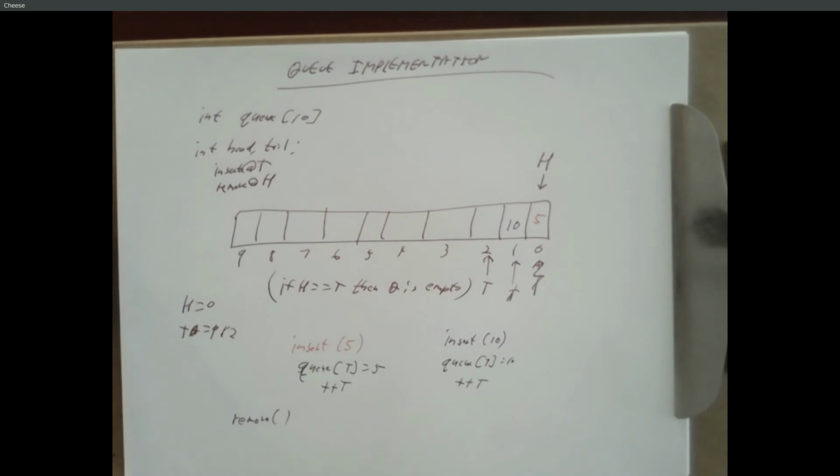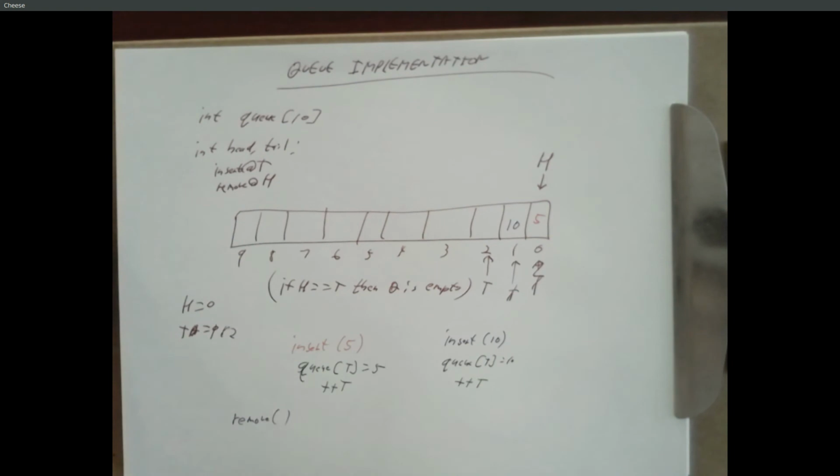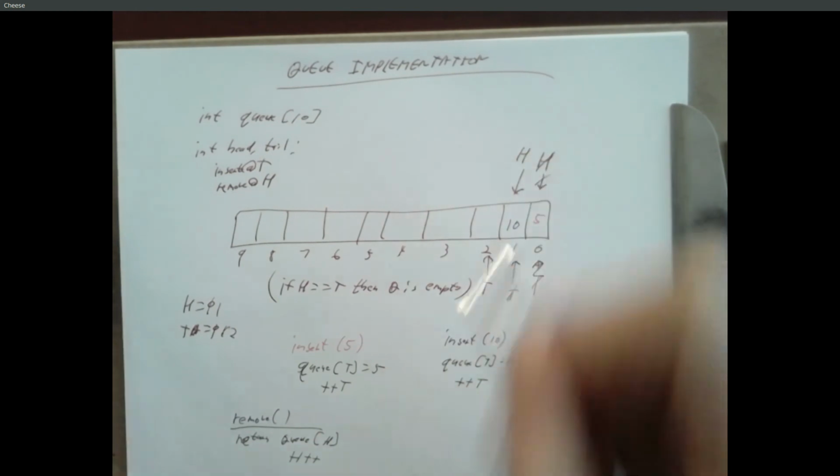So where's the first thing we should remove? What index in the array? Yeah, it's index 0, which is where the head is. We want to remove the 5 because that's the first thing we inserted. So to remove, we just return Q[head] and then increment the head. So we return a 5 and then we change the head to be equal to 1, so the head's pointing right here.